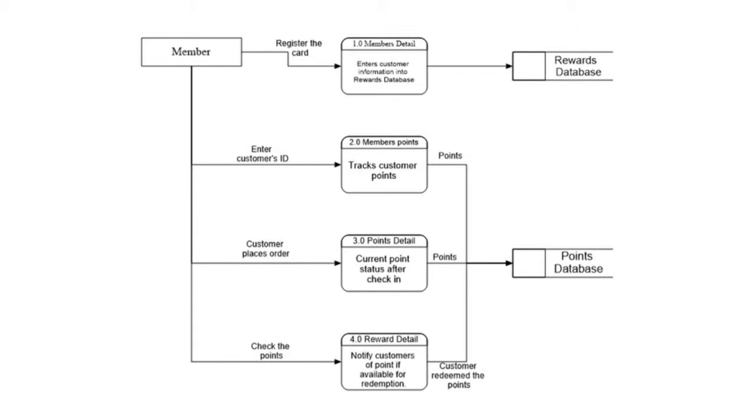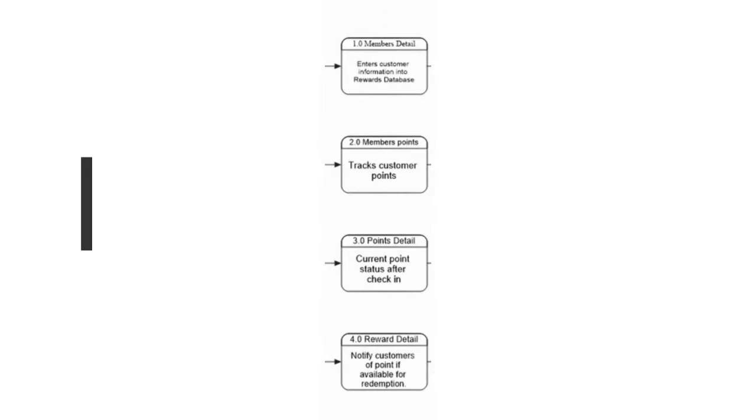For data flow diagram level 0, there is one entity involved, which is the member. In DFD level 0, there are 4 processes. The first process is members detail. The second process is members point. The third process is points detail. And the fourth process is reward detail. All the processes in DFD level 0 will be transferred to the reward database and points database.